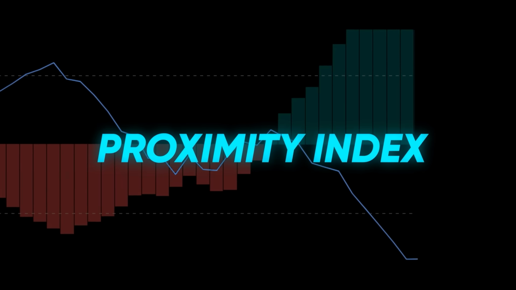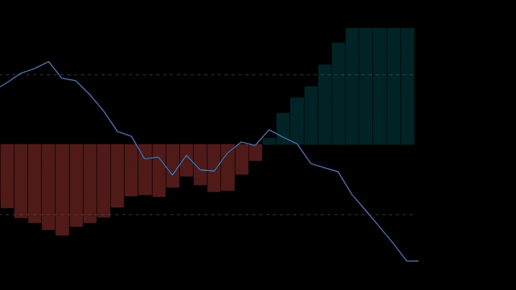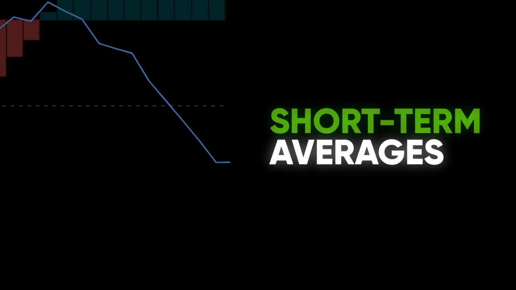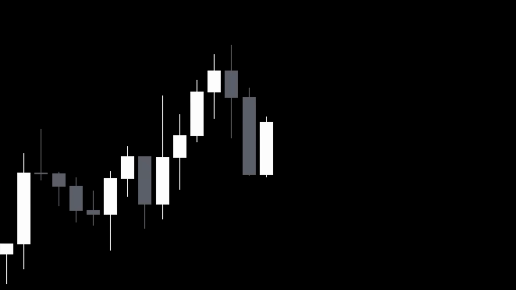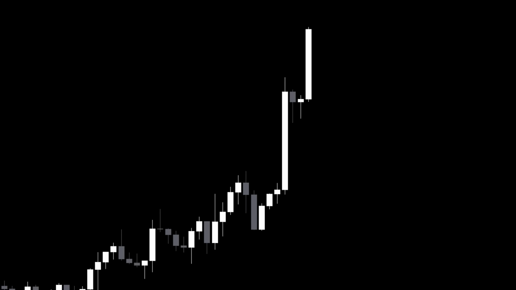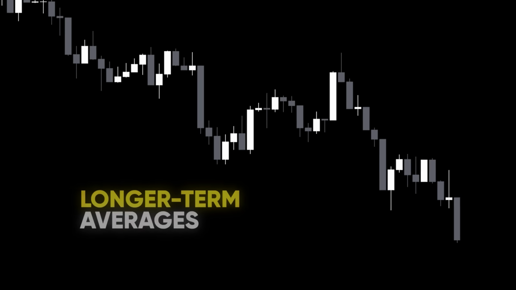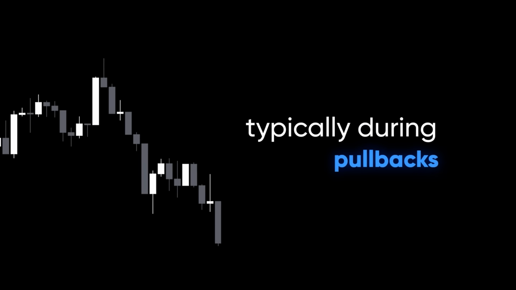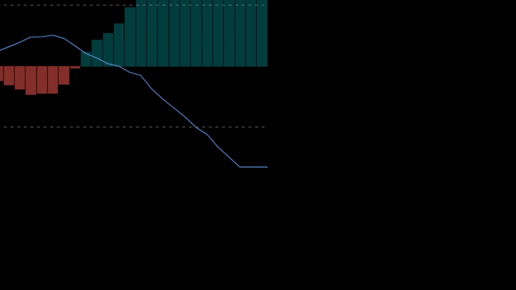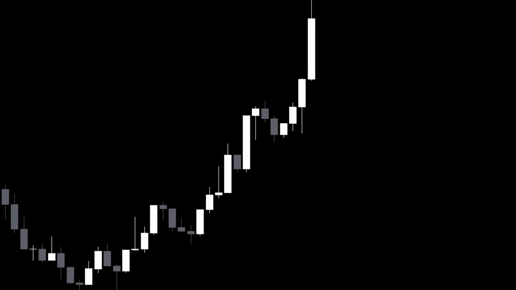The blue line is the proximity index, which tells you how closely price is hugging its moving averages. A low value means price is clustered near the faster, shorter-term averages, which often happens during strong momentum moves. A high value means price has drifted back toward the slower, longer-term averages, typically during consolidations or pullbacks. In an uptrend, a low proximity index confirms bullish strength, while in a downtrend, it confirms bearish pressure.